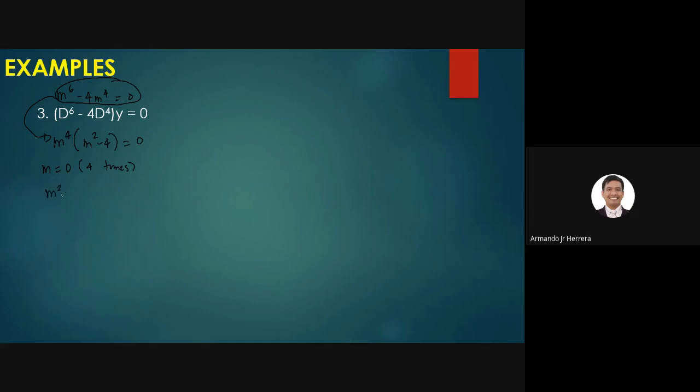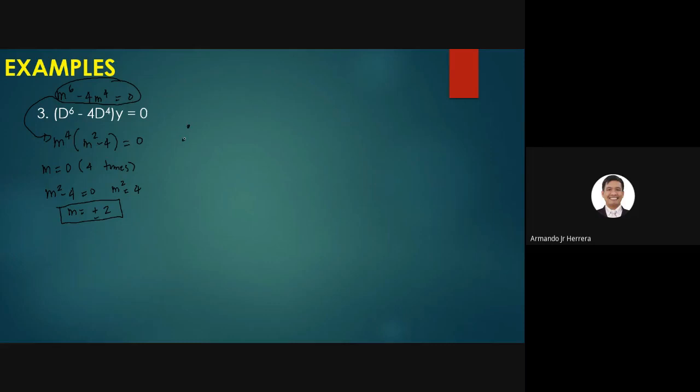And then you have m squared minus 4 equals 0. Then m is equal to plus minus 2. Because this is m squared is equal to 4, then m is equal to plus or minus the square root of 4.